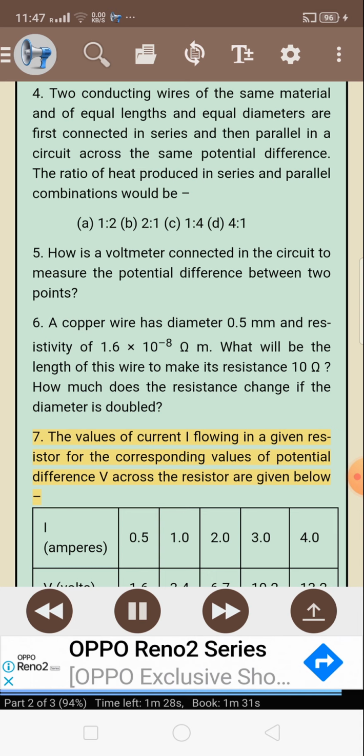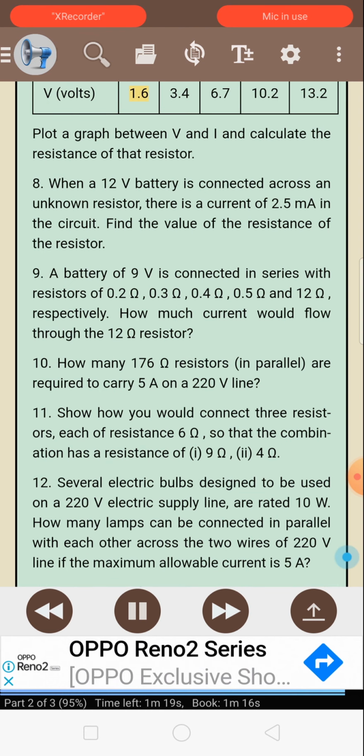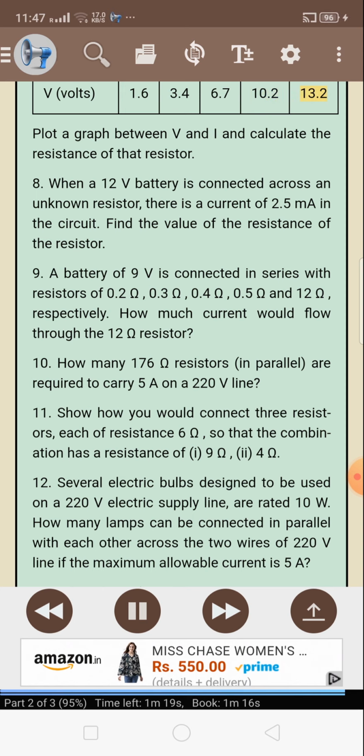7. The values of current I flowing in a given resistor for the corresponding values of potential difference V across the resistor are given below. I in amperes: 0.5, 1.0, 2.0, 3.0, 4.0. V in volts: 1.6, 3.4, 6.7, 10.2, 13.2. Plot a graph between V and I and calculate the resistance of that resistor.